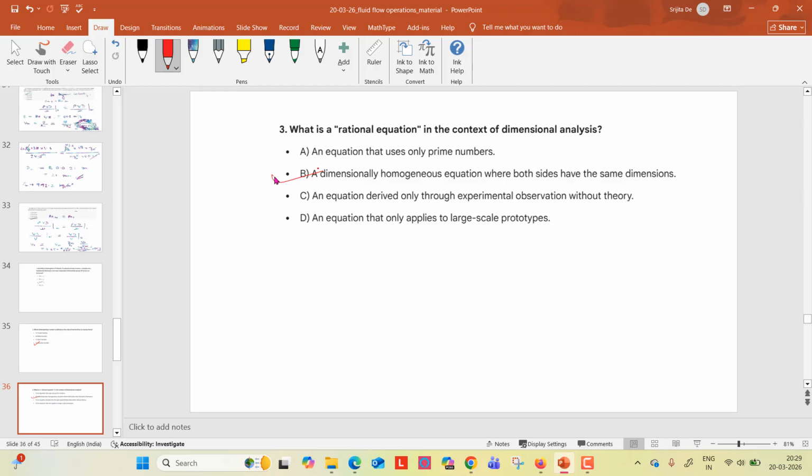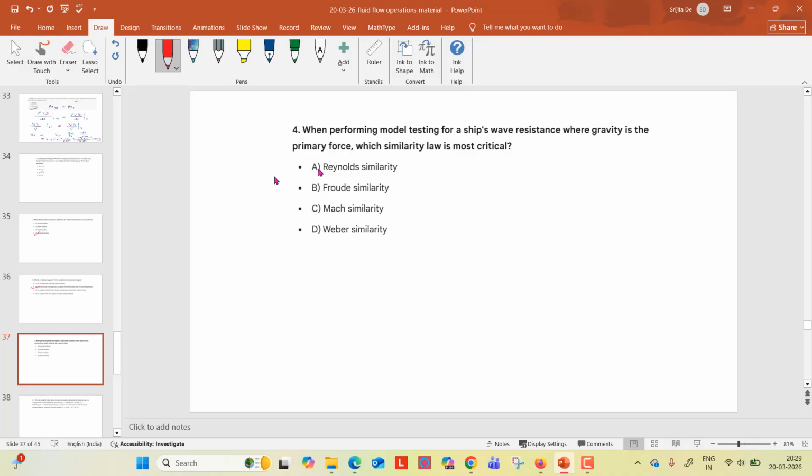It is defined already. When performing model testing for a ship's wave resistance where gravity is the primary force, which similarity law is most critical?